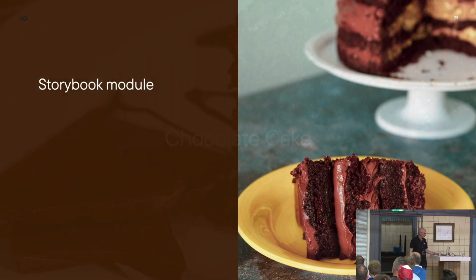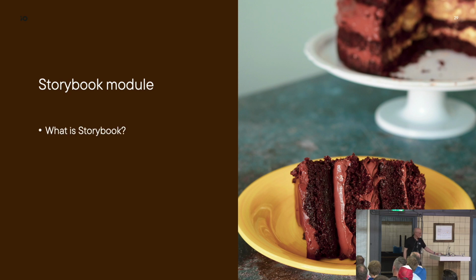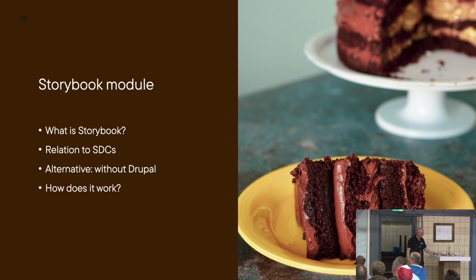Storybook module. What we'll look at: What is Storybook? How it relates to single directory components. Already spoiled that a bit, right? What you could do as an alternative, if you didn't want to use Storybook module, there are other ways to use Storybook with Drupal. How does the Storybook module work? How does it actually make your stuff appear within Storybook? And then a little bit about configuring the Storybook module.